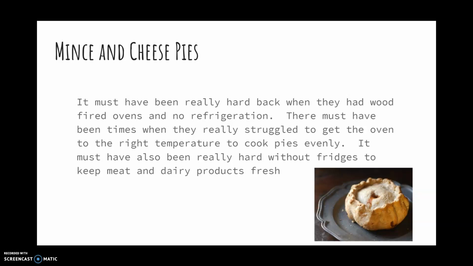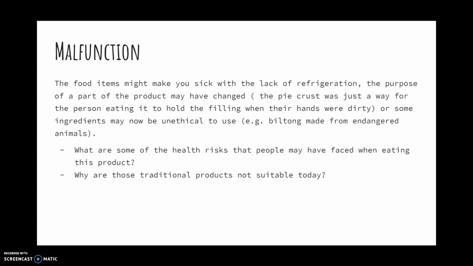Looking at this example here, it must have been really hard back when they had wood-fired ovens and no refrigeration. There must have been times when they really struggled to get the oven, the cooking surface or the cooking utensils to the right temperature to cook pies evenly. It must have also been really hard without fridges to keep meat and dairy products fresh. So food items might make you sick with the lack of refrigeration. We have fridges now. Fridges keep our food out of the danger zone, below 4 degrees. But if those foods were kept in the danger zone for too long, it's going to grow bacteria and that could make it unsafe for us to eat.